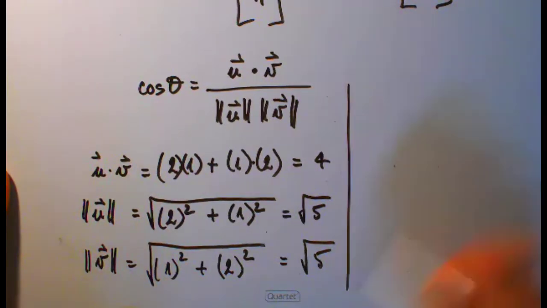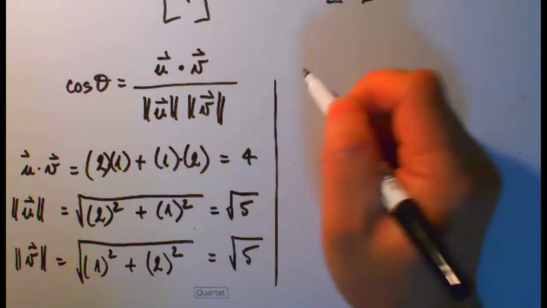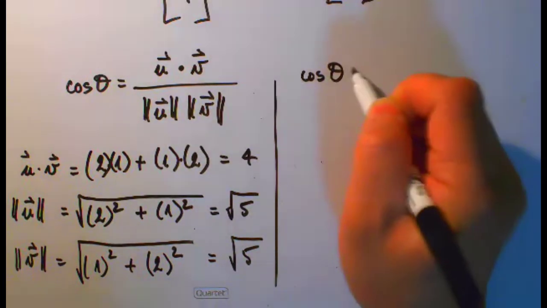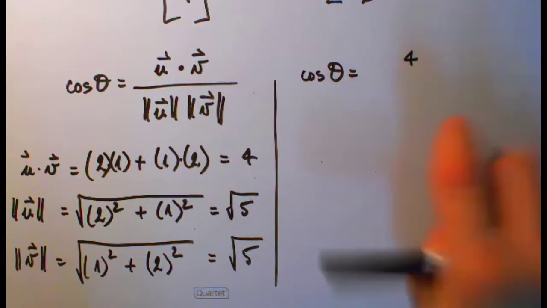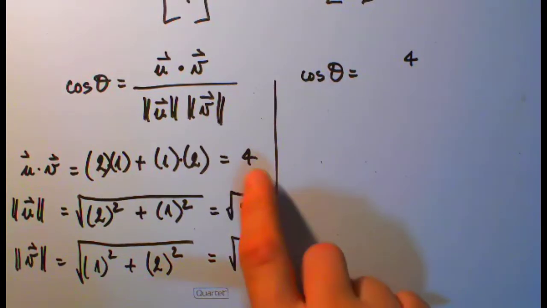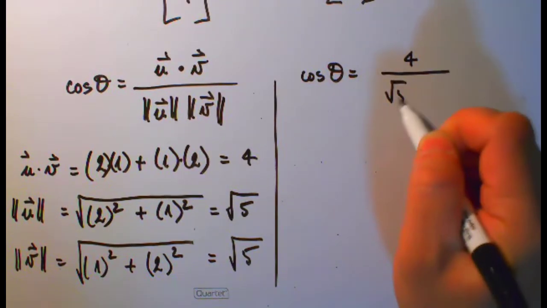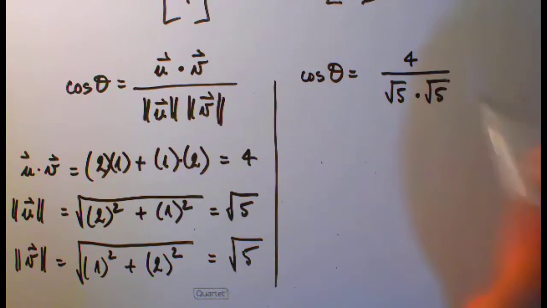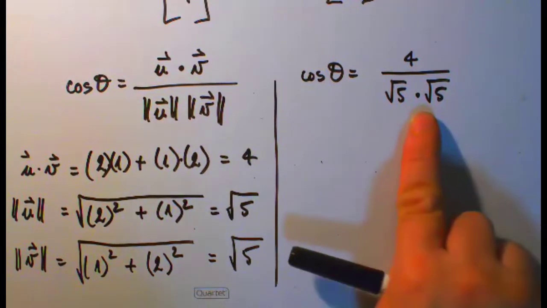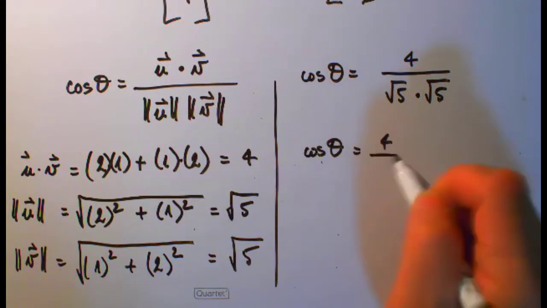So in this way, cosine of theta will be equal to 4, the dot product between u and v, divided by the length of u being square root 5 times the length of v being square root 5, and this is just the usual multiplication. And so we came to cosine of theta equals 4/5.